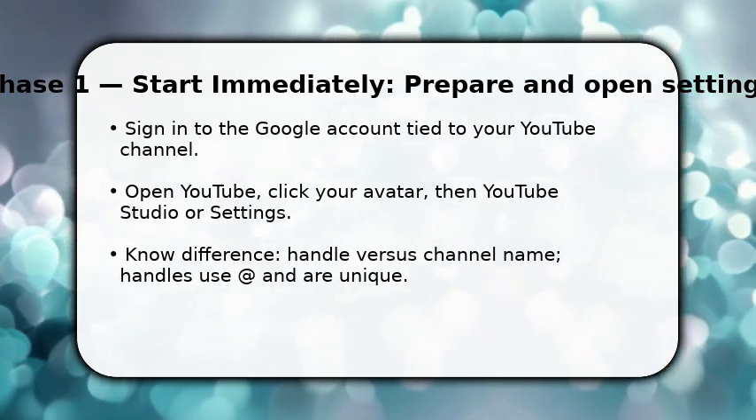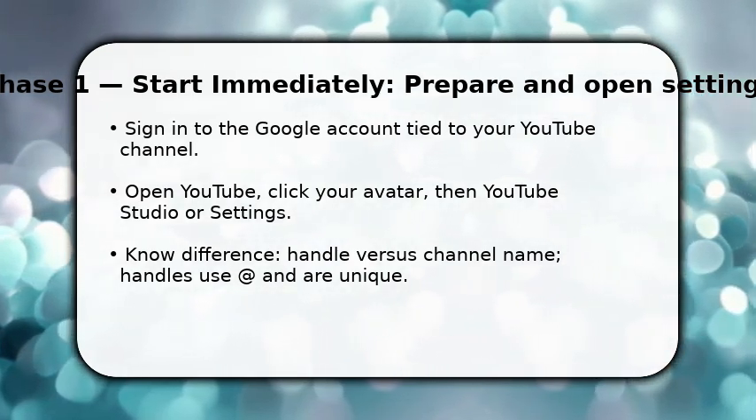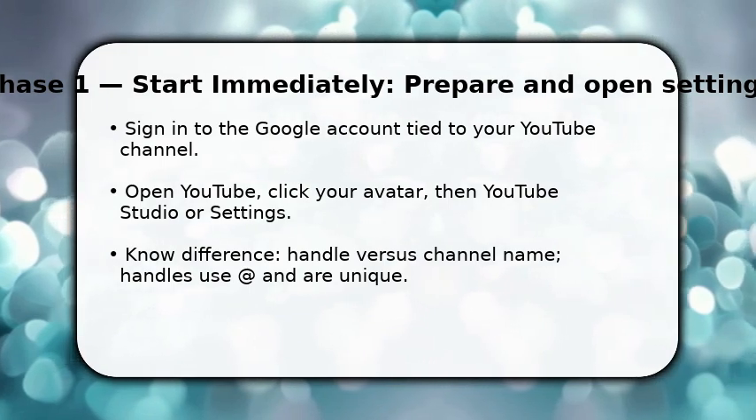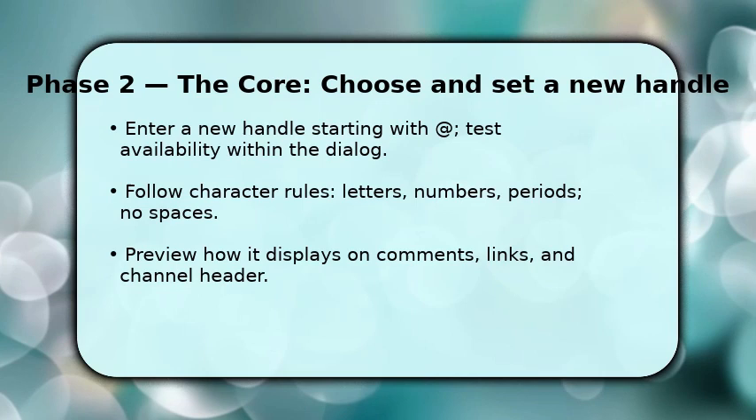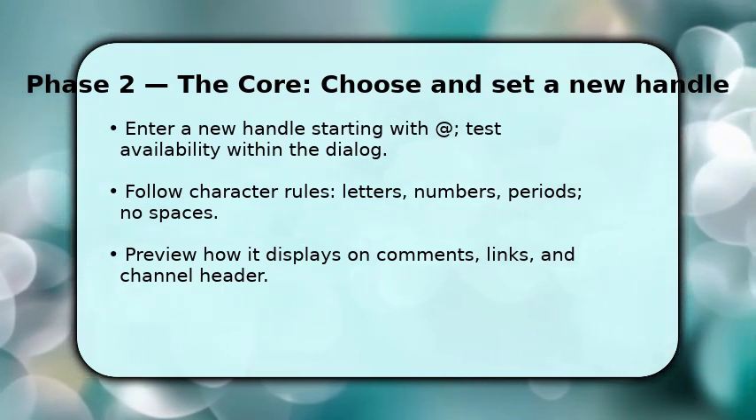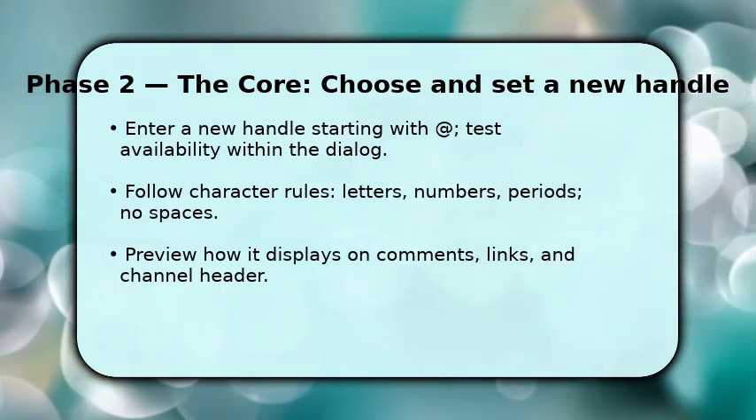If you prefer mobile, open the YouTube app, tap your avatar, manage your account, then channel settings to follow the same flow. Now you pick the new handle. Type it into the handle field starting with the @ character. Once you type, YouTube checks availability.